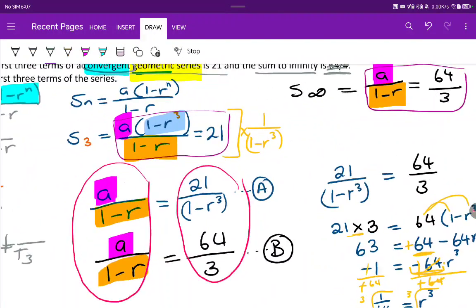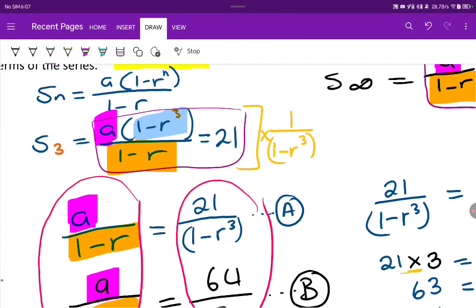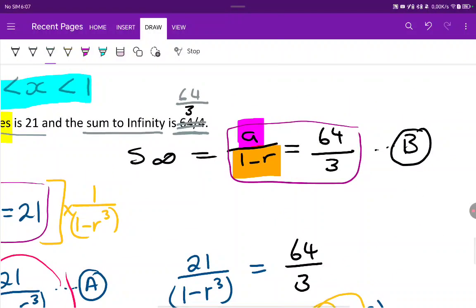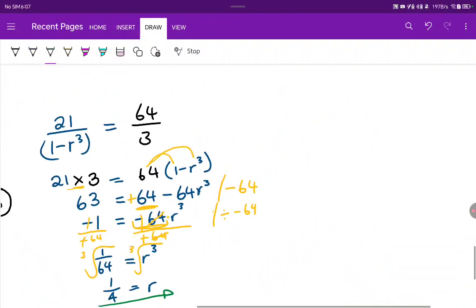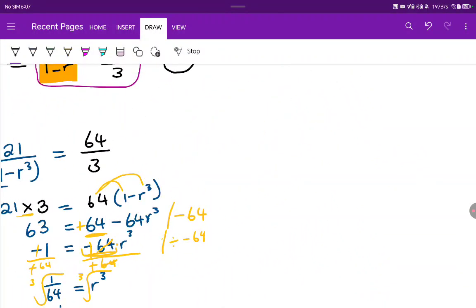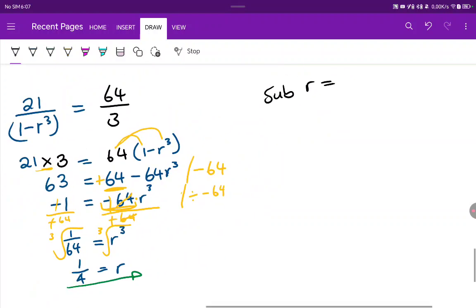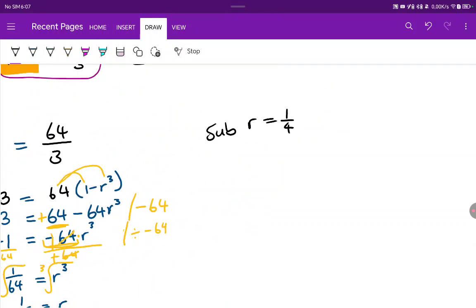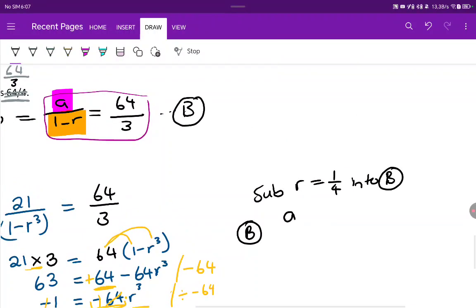So you can choose to substitute into a or into b. Now if we look at a and we look at b, a is more complicated because it's r to the power of 3, whereas b is simpler because it's r to the power of 1. So I'm going to choose to substitute into b. Let's substitute r equals 1/4 into b. B is a over 1 minus r equals 64/3.